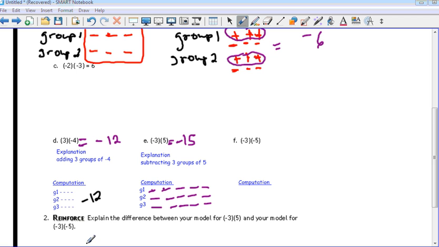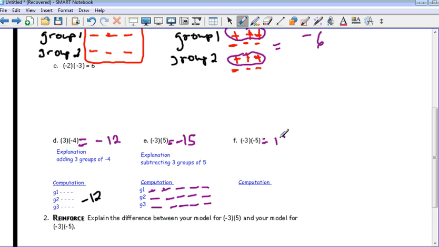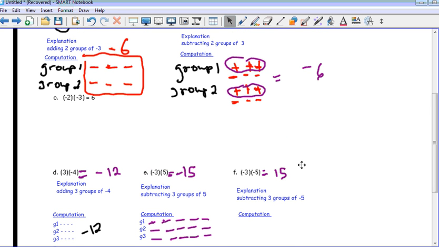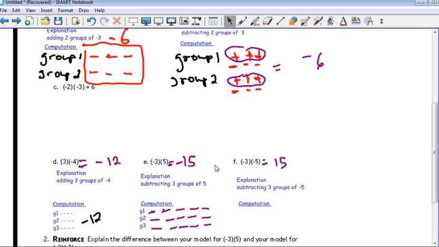Now let's go on to problem F. Problem letter F. The way that we read this is -3 times -5. So it's 3 times 5. Well, that's going to get me 15. Because the signs match, is it positive or negative? If you said positive, you got it right. Now, for our explanation, we're subtracting 3 groups of -5. We're subtracting 3 groups of -5. Problem letter F is a lot like problem letter B for our computation.